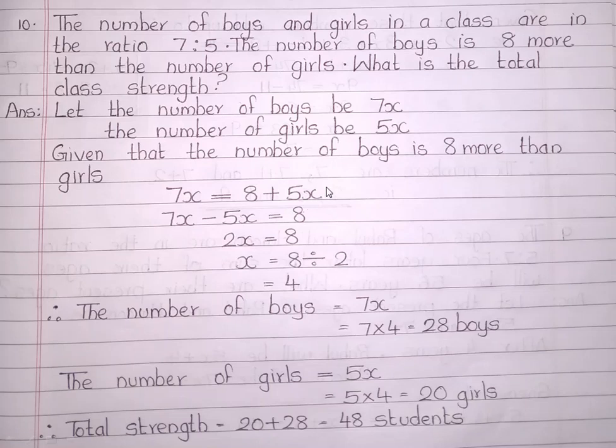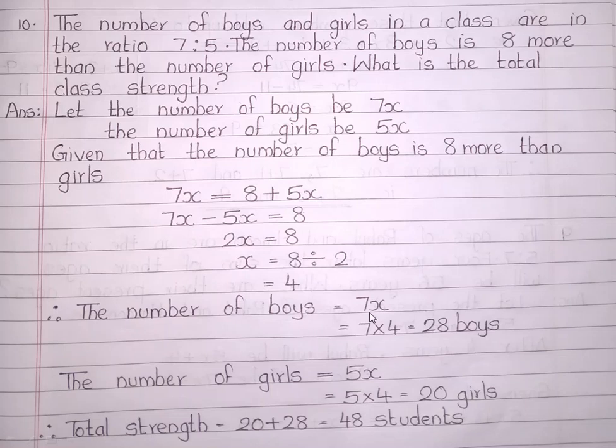This is your equation. You are taking 5x to the other side, so it is minus 5x. 7 minus 5 is 2. 2x is equal to 8. So x is equal to 4. I am telling you again, don't stop here.